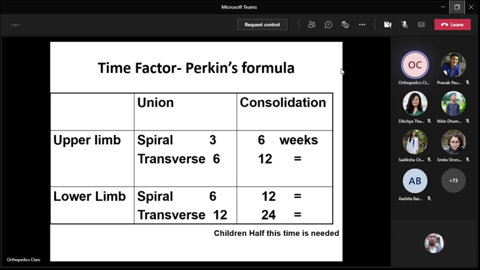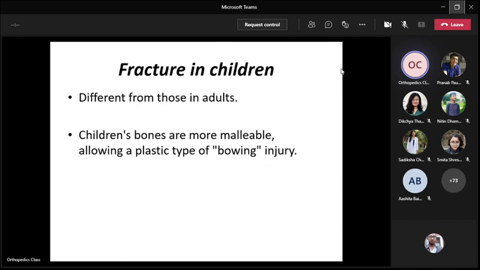Similarly, in the lower limb, just double it. For spiral fractures, 6 weeks; transverse fractures, 12 weeks. And this is the formula given for the adult. For the pediatric age group, children, just half of this time is required to heal the fractures. So that was for fractures in adults.